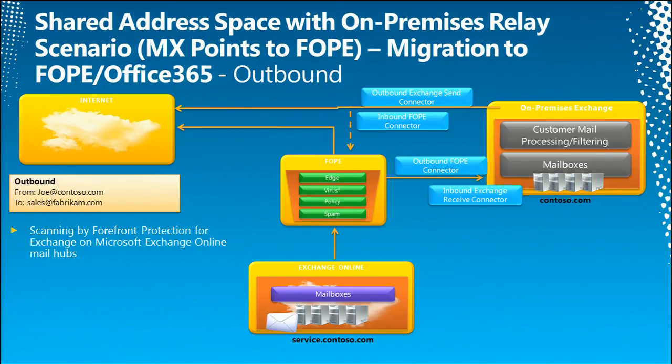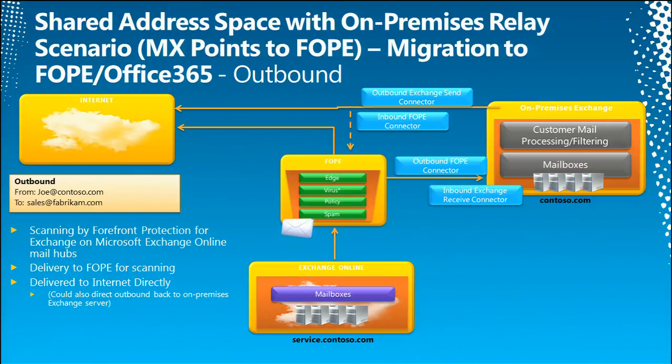Outbound, the same thing. Mail will originate in the cloud in Exchange Online, route to FOPI, and then route to the internet. And as I stated before, you don't have to have the mail routed directly to the internet. In this example, we do, but you could have the mail routed back to the on-premise system, and all mail go outbound via the on-premise system. The connectors allow you to make whatever decisions you want to make.